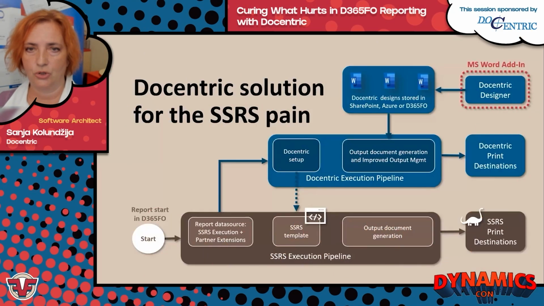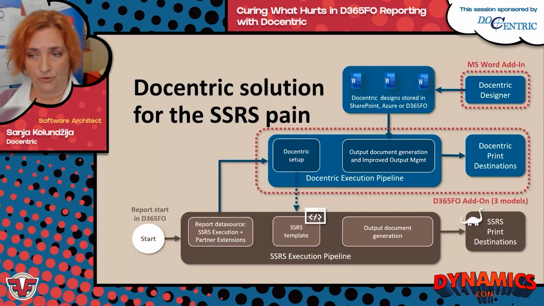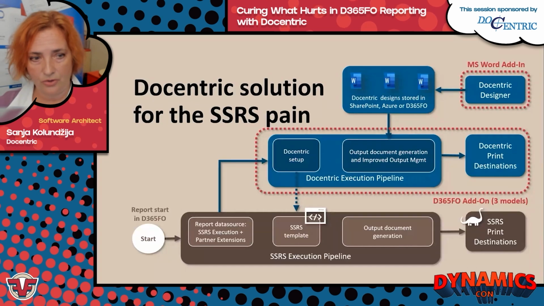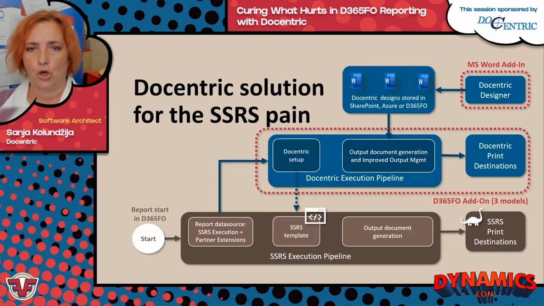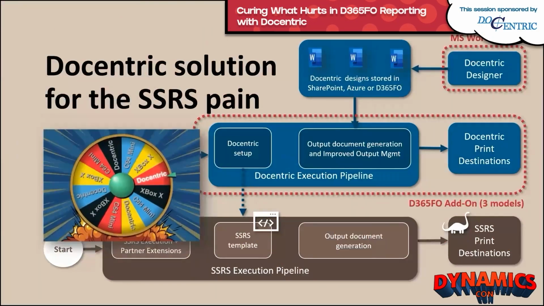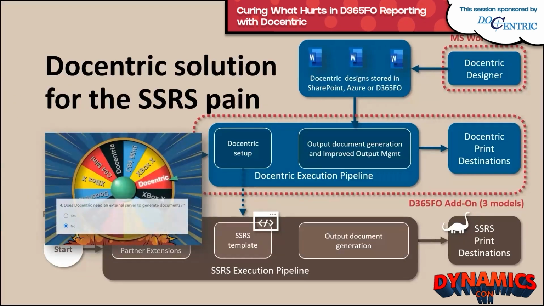So the Docentric solution consists of two components. One of them is our add-in for Microsoft Word, and in it you design the templates. And the second component is the add-on for D365. It consists of 3 models that you install within D365. As I have just said, they execute in the context of D365, so they don't require an external server, so everything is lightweight, much simpler for the maintenance, and performance is much, much, much better.